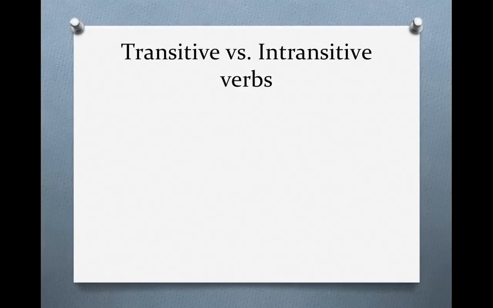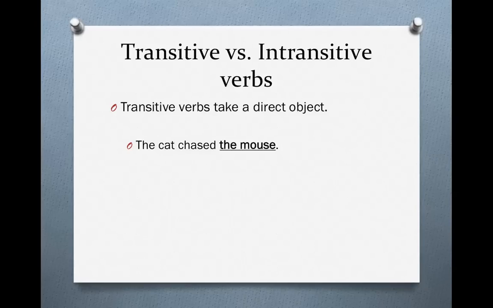First, let's talk about the difference between transitive and intransitive verbs. Transitive verbs take a direct object, as in the sentence that we discussed in the previous video, the cat chased the mouse. You have a subject, the cat, a verb, chased, and an object, the mouse. This is a transitive verb, chased. The mouse is the object, and it immediately follows the verb. There is nothing between the verb and the noun.